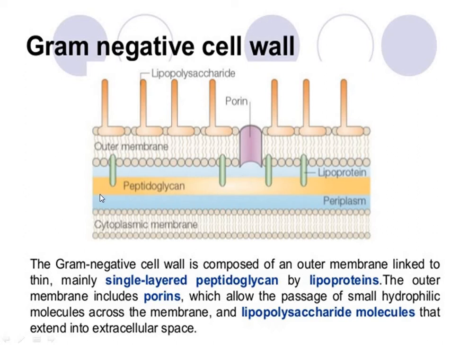And another difference between gram-positive and gram-negative is that there is a space between the peptidoglycan layer and the cell membrane. This space is called the periplasmic space. This space is absent in gram-positive bacteria. So, in case of gram-negative, there is an outer membrane outside the peptidoglycan which is not present in gram-positive.